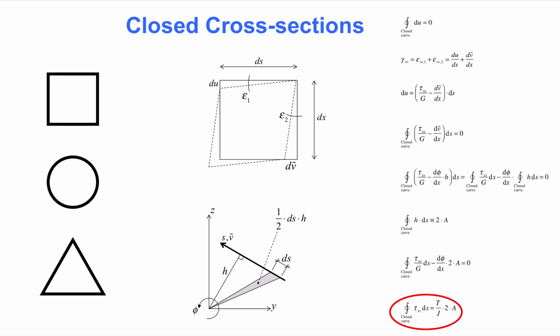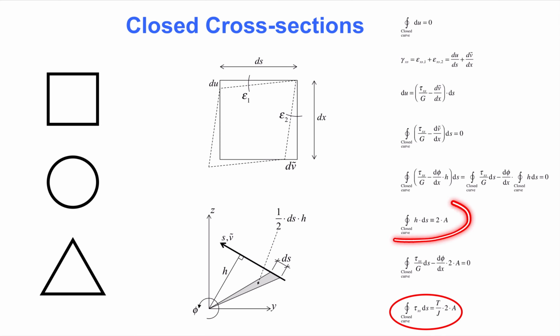Notice the two contributions to the shear strain, one in the s direction and another in the x direction. Next, we introduce the material law, which says that tau equals shear modulus times gamma, and solve for du. Next, we substitute the result into the compatibility equation. Next, the displacement v tilde in the s direction is expressed in terms of the cross-section rotation, phi. As shown in the figure at the bottom, the displacement is phi times h, which is the distance from the center of rotation to the tangent line of the s-axis at any location along the closed curve. That expression for v tilde is substituted into the compatibility equation, and the term with the integral of h times ds is isolated.